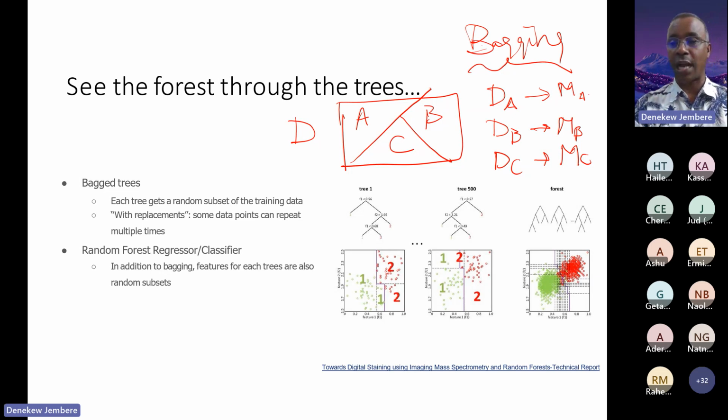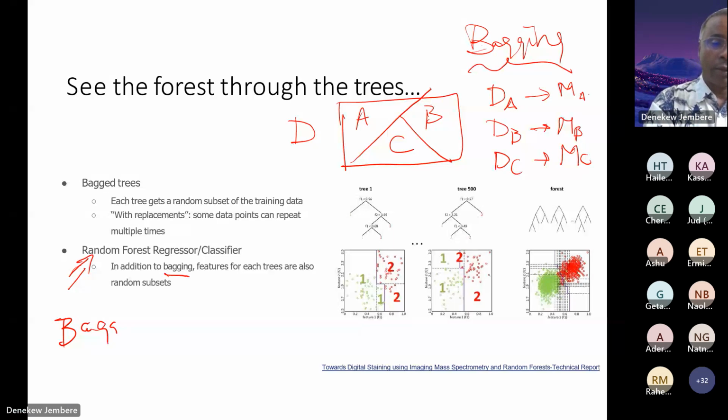Bagging, which means bootstrap aggregating. Bootstrap aggregation relies on randomly generated subsets of the entire dataset. Bagging gets created like this, but random forest regressor uses bagging. This uses bagging plus feature selection, or random features.